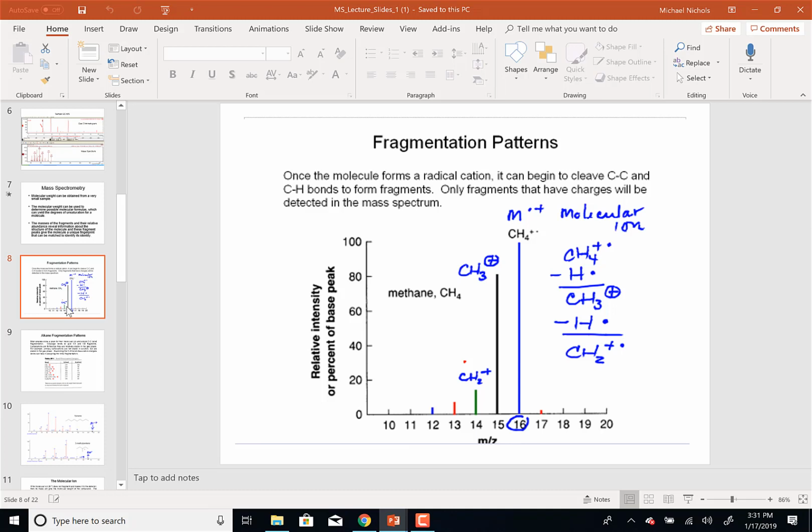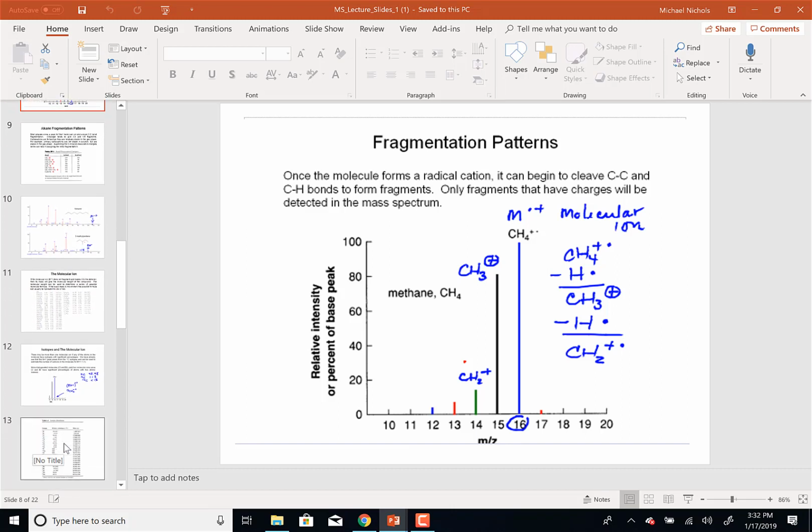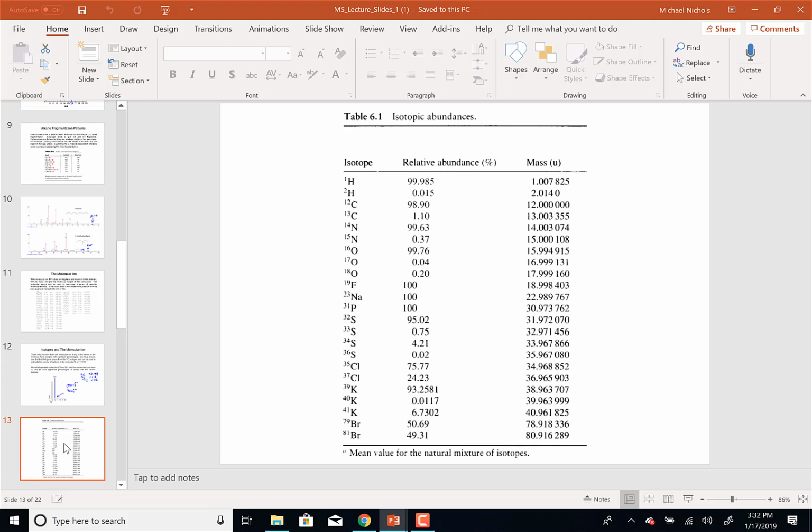There's a problem here. There's a little teeny tiny peak at 17. Wait, methane weighs 16. So how am I getting a peak at 17? Well, let me skip ahead here to table 13, or page 13, I think. Or not page 13, it's whatever the spectrum is.